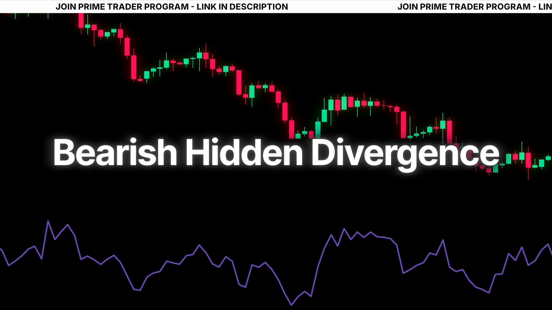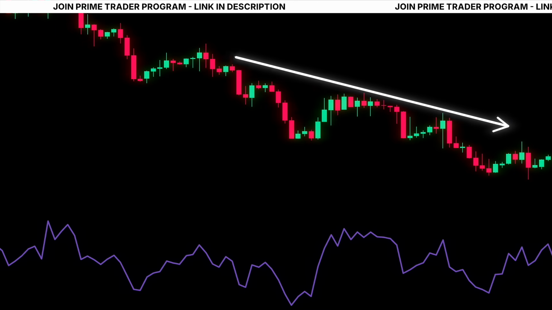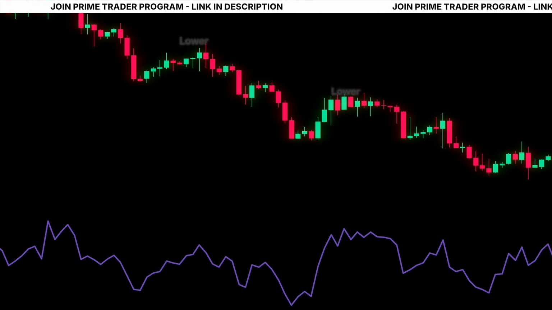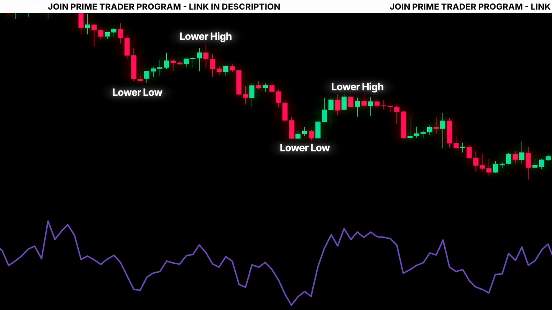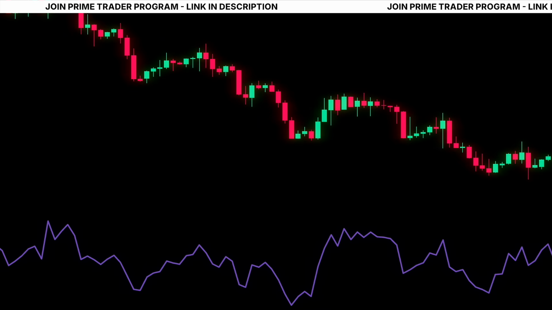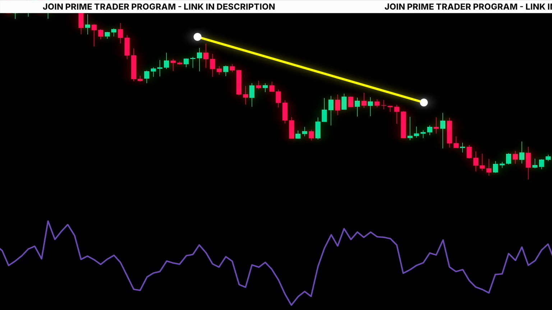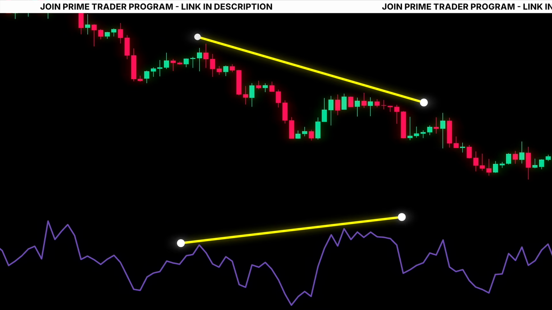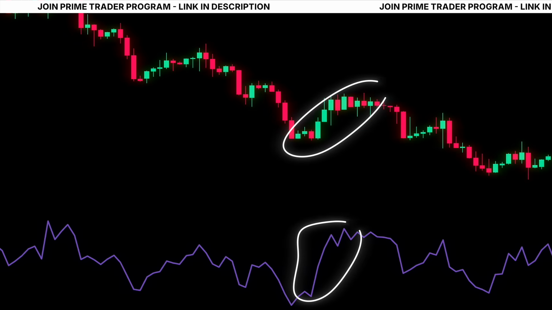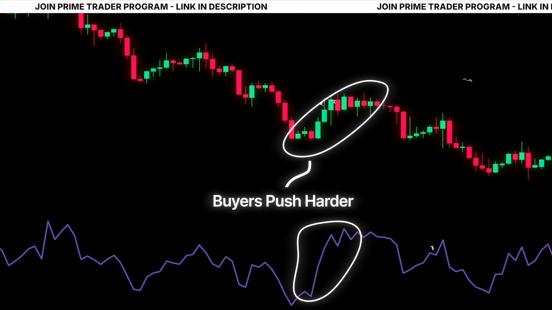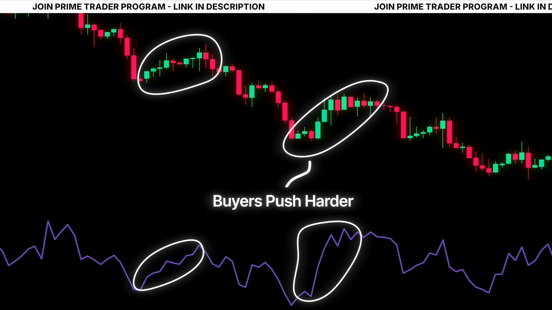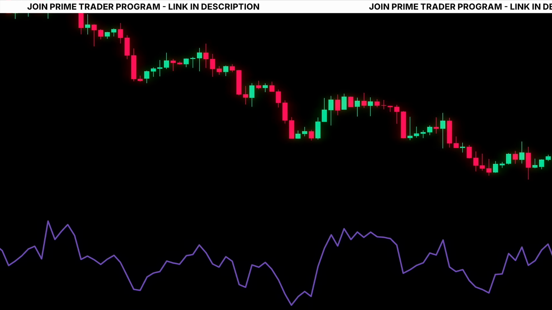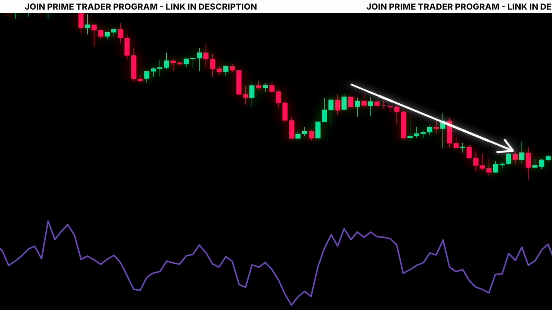Similarly, a bearish hidden divergence occurs in a downtrend, where the price will generally make lower highs and lower lows. The hidden divergence occurs when the price makes a lower high, while the RSI makes a higher high. It shows that the buyers had to push harder for this pullback than the previous one. In other words, the sellers are becoming a bigger challenge for the buyers. Therefore, it is possible that the sellers will take control of price and push it lower.